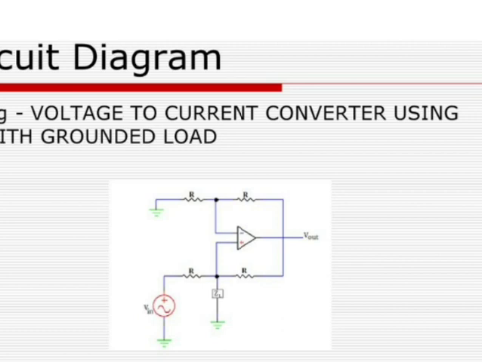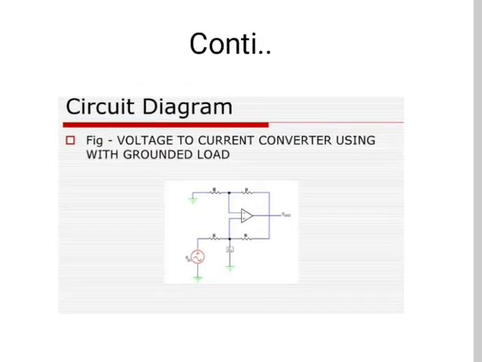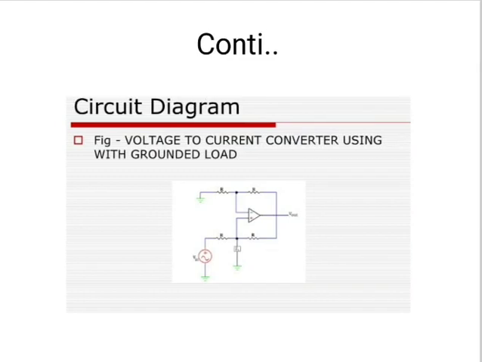So we apply here KCL, that is Kirchhoff's current law, at the node. So R becomes equal to RF, I1 plus I2 is IL, and (VI plus VA) by R plus (V0 minus VA) by R is equal to IL. So the VI, that is input voltage, is equal to IL into R, and IL is equal to VI divided by R.